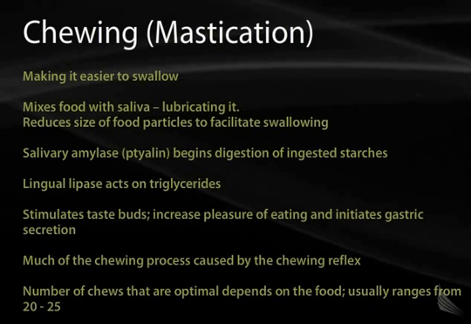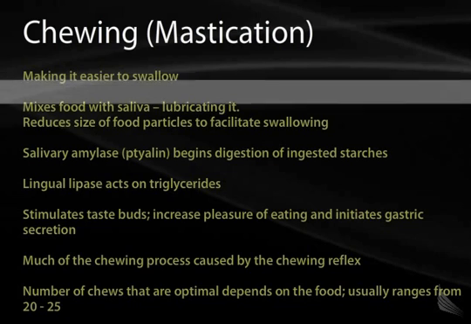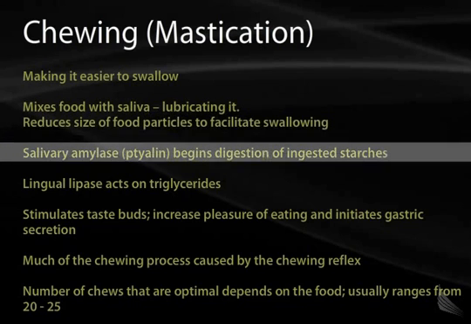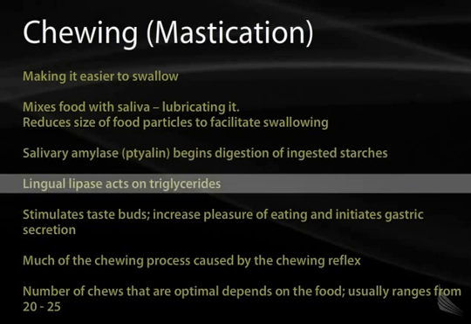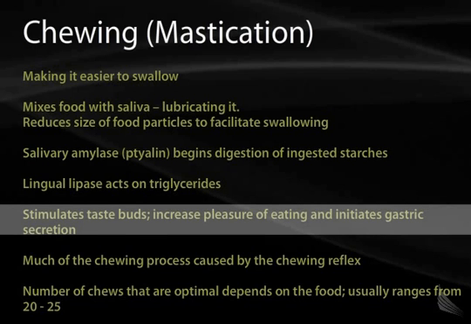Chewing is an important and yet often overlooked part of the digestive process. Chewing occurs to make it easier to swallow food. It mixes food with saliva, therefore lubricating it, and reduces the size of the food particles. This facilitates swallowing. Salivary amylase, previously known as ptyalin, begins digestion of ingested starches, and lingual lipase acts on the triglycerides. Mastication stimulates the taste buds, increases the pleasure of eating, and also initiates gastric secretion, which is another phase of digestion.